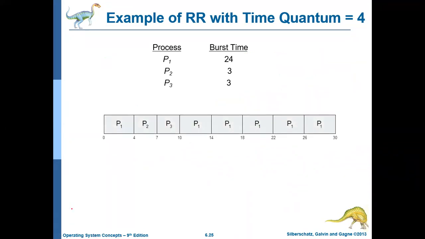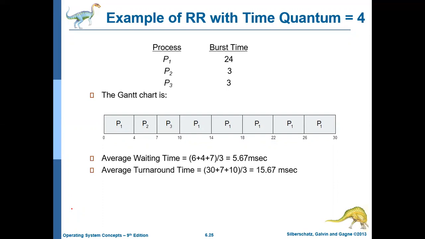So this is the Gantt chart, and from this you can calculate the average waiting time and the average turnaround time. So the average waiting time is 5.67 millisecond and the average turnaround time in this case is 15.67 millisecond. So this is as usual how we calculate. So I guess you can calculate by yourself.